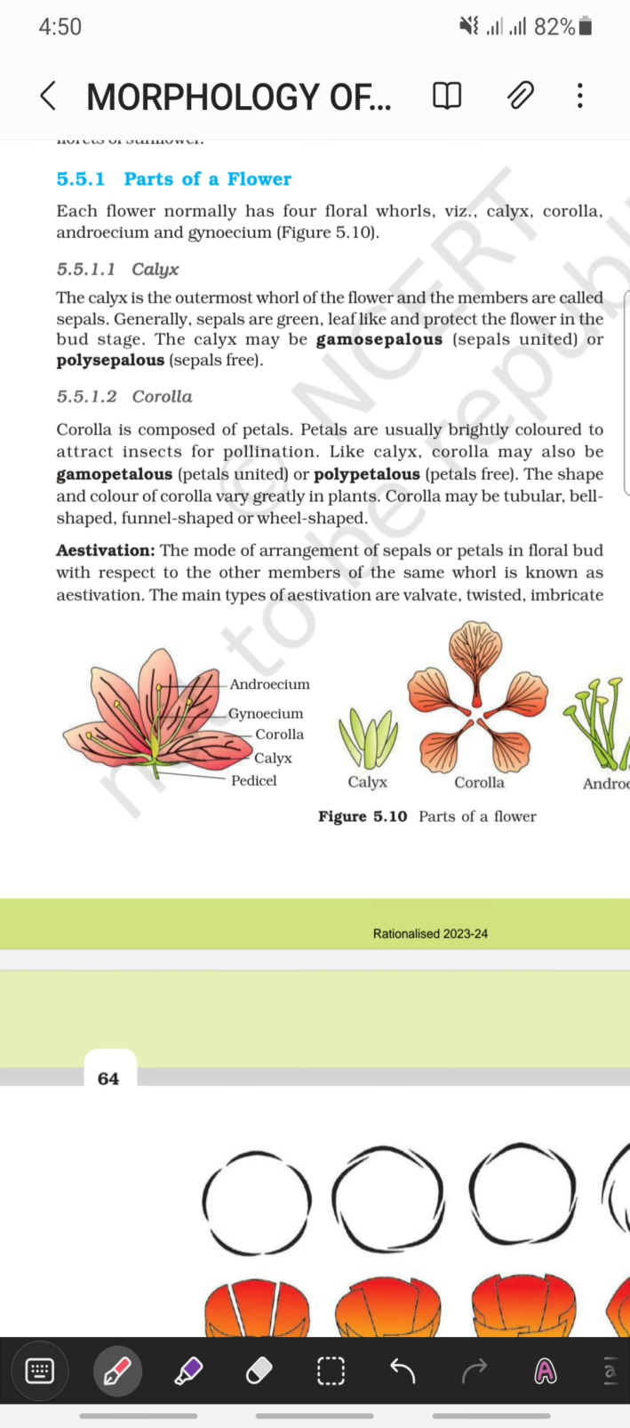Parts of a flower. Each flower normally has four floral whorls: calyx, corolla, androecium, and gynoecium, figure 5.10. Calyx. The calyx is the outermost whorl of the flower, and its members are called sepals. Generally, sepals are green, leaf-like, and protect the flower in the bud stage. The calyx may be gamosepalous, sepals united, or polysepalous, sepals free.